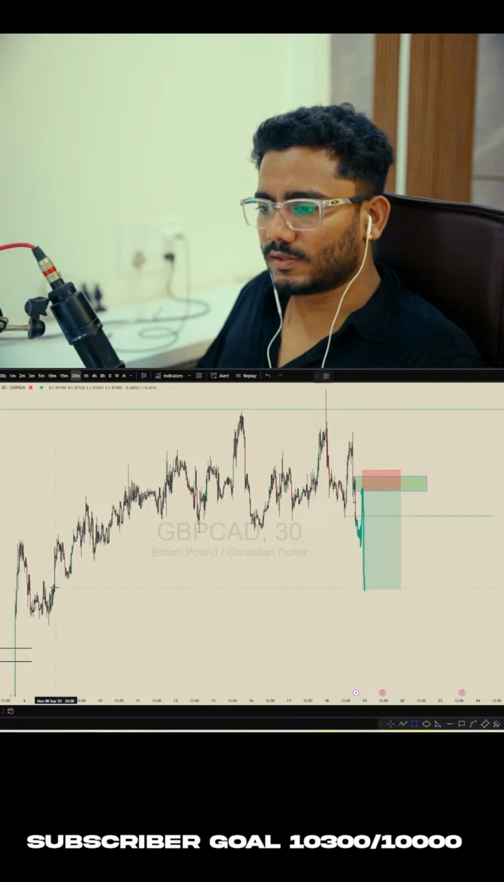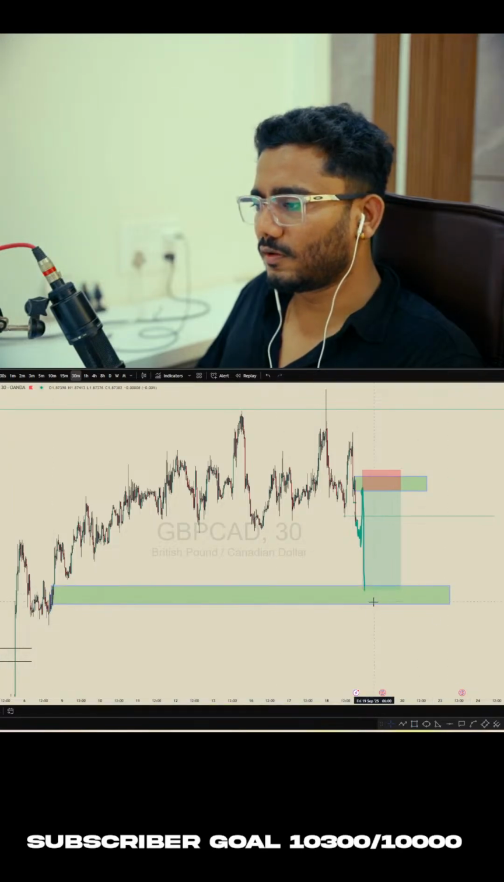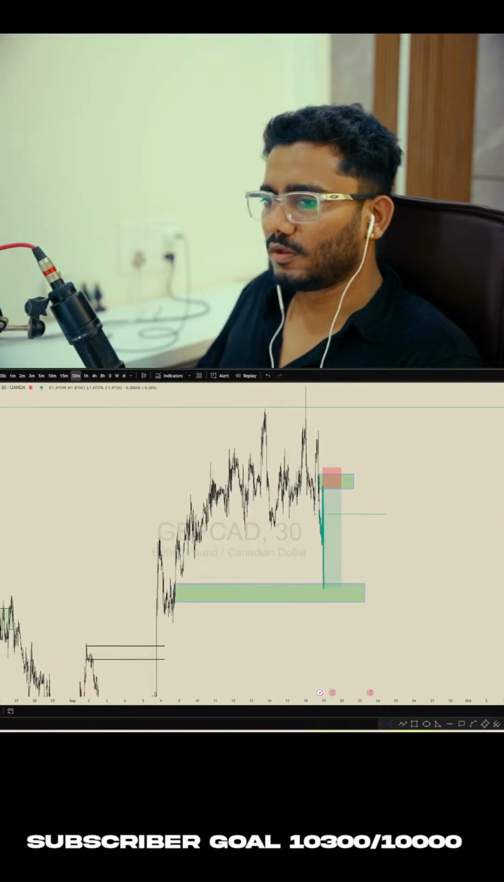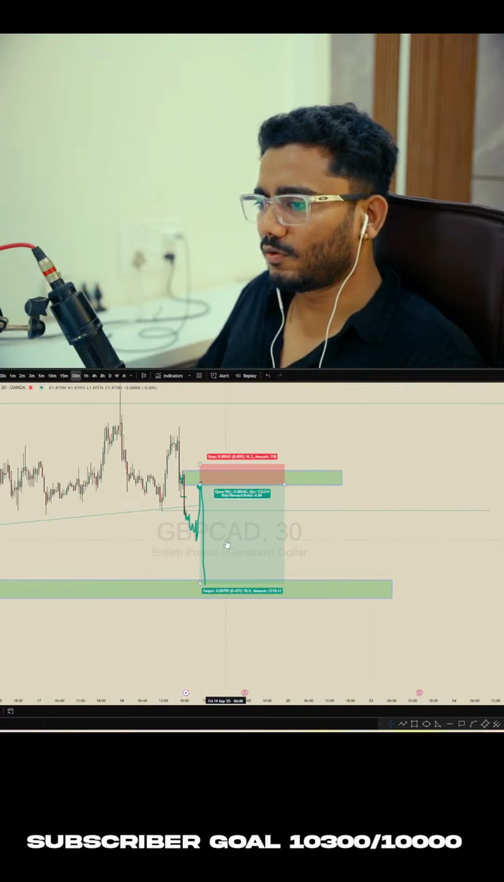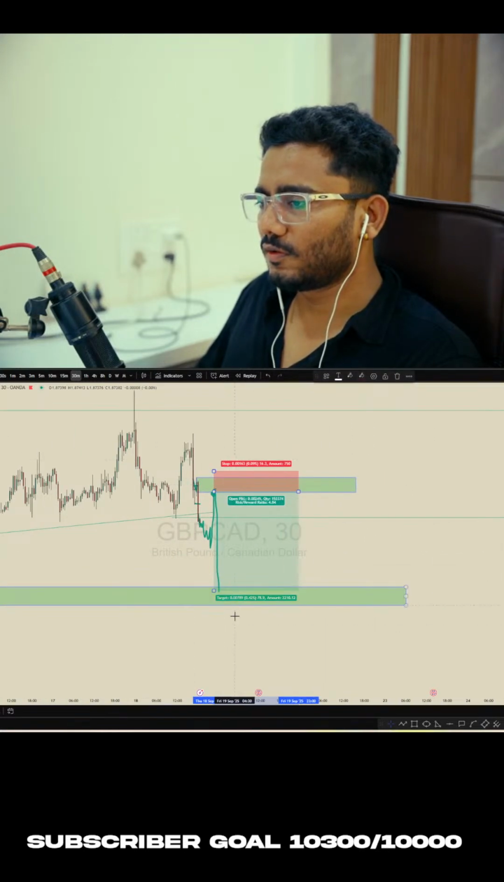We can target this next imbalance, which is this one, next order block. Here, price have created this trend line liquidity. So again, we can look for buy from here, but right now let's look for sell entry from this order block.